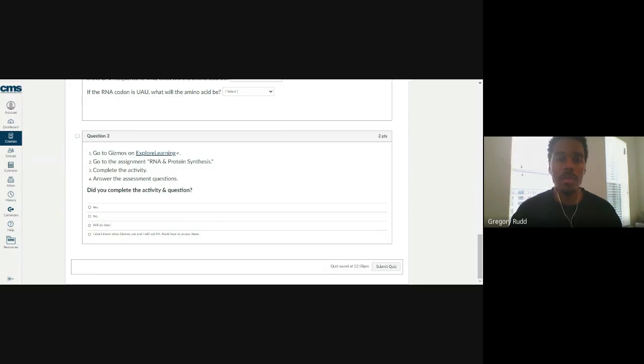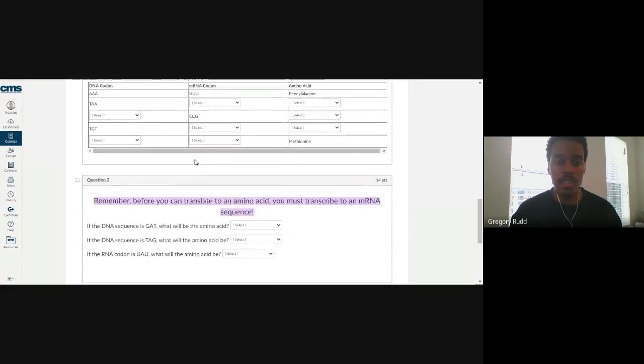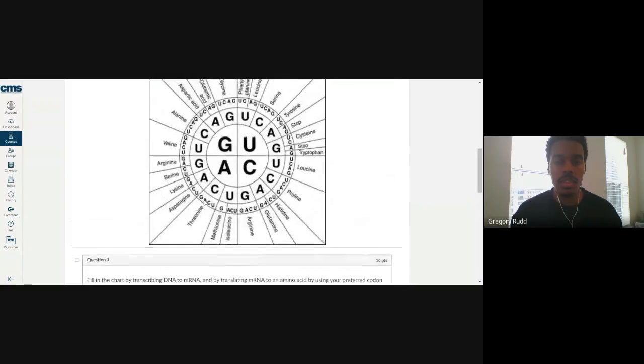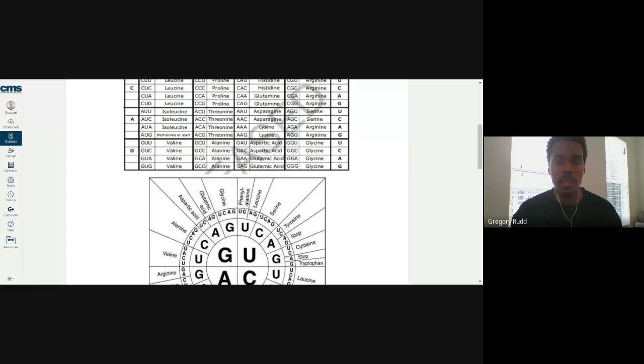So we talked about gizmos a couple of days ago. But if you haven't created your profile yet on Explore Learning, then you will need to do that before you can finish the gizmo. The gizmo is called RNA and protein synthesis. You just need to complete the activity and answer the assessment questions. You might not get all of that done before class ends, but you should at least be able to get done the exit ticket and the first 2 questions of this activity. We've got 21 minutes. I'll be here on mute if you have any questions about gizmos or about this process.